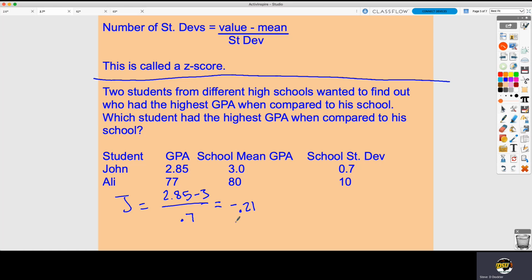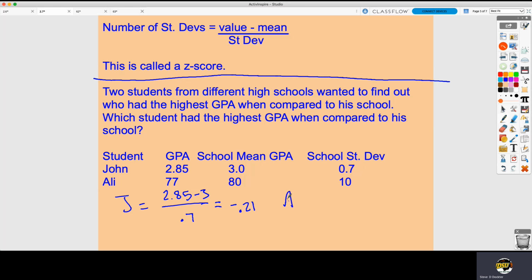You can have a negative z-score. What does a negative z-score mean? It just means it's below the average. That's all it means. If it's between 0 and 1, that means it's not quite one standard deviation, so it's just a little bit below the average.